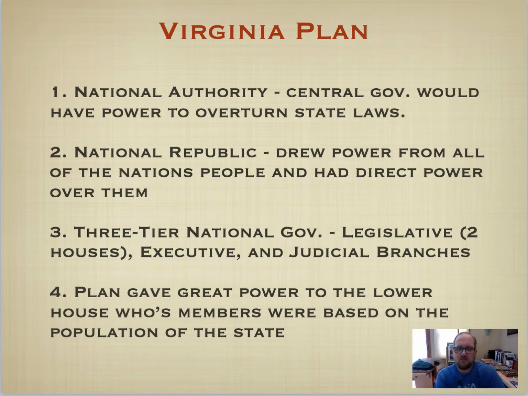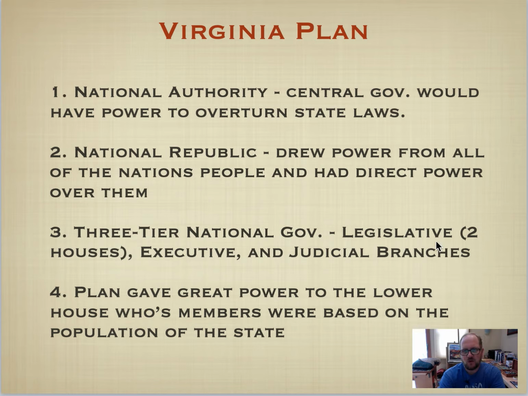Okay, the Virginia Plan, cast by the Virginia delegates. One, they wanted a national authority, a central government that had the power to overturn state laws. They wanted a national republic, which drew power from all the nation's people and had direct power over them. So they didn't want a direct democracy, but a representative democracy, pretty much is what that's stating. They wanted a separation of powers and a three-tiered system of government, meaning basically an executive branch, a judicial branch, and a legislative branch. Eventually, this legislative branch is going to become two houses.